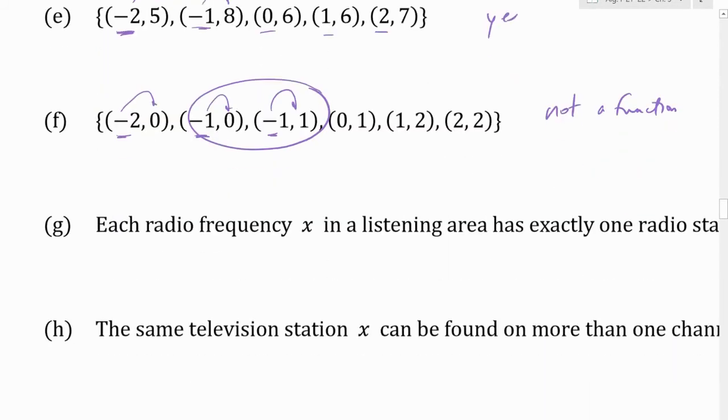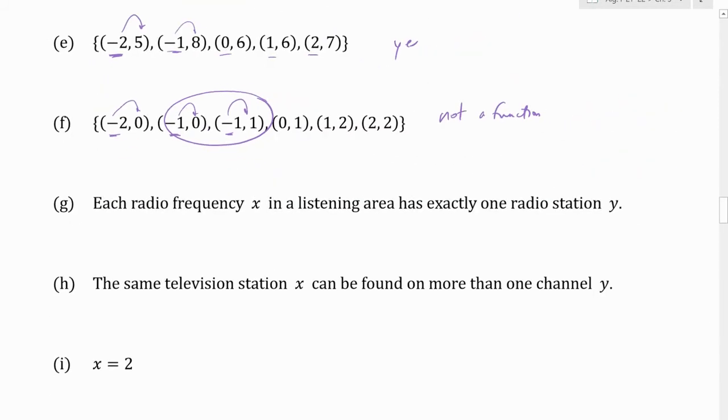Okay, sometimes they'll do words. Each radio frequency X in the listening area has exactly 1 radio station. Like when you turn the radio on, it says 98.7, it's going to go to that 1 station. It'd be a big old mess if it went to try to get 2. So this is a function.